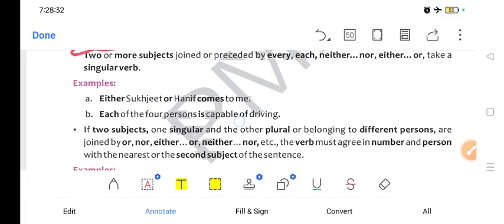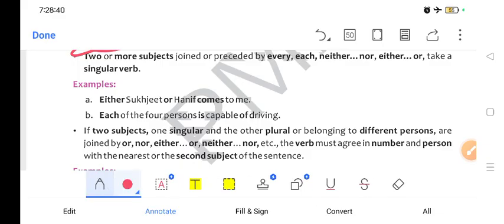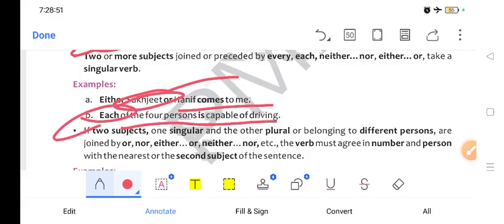Two or more subjects joined by or preceded by each, every, neither nor, either or take a singular verb. Either Sukhjit or Hanif comes to me. So here we will put the singular form. Each of the four persons is capable of driving. So here each means singular, so we will put a singular verb here.